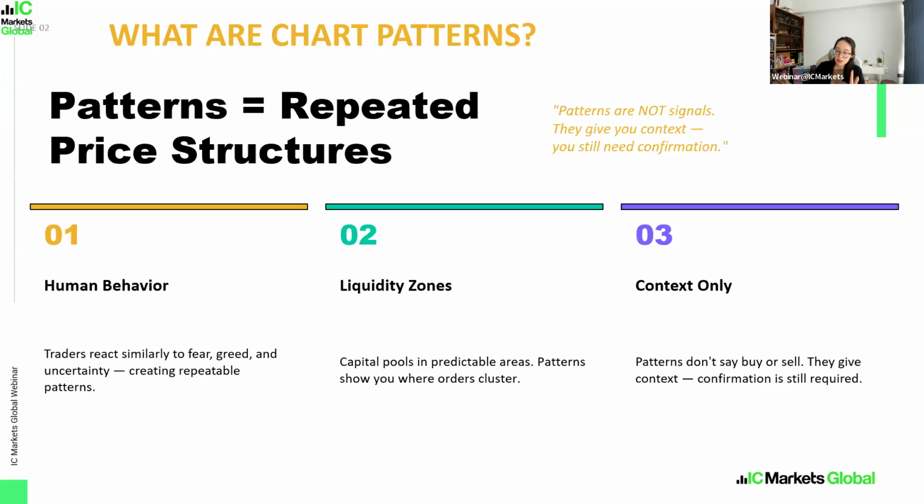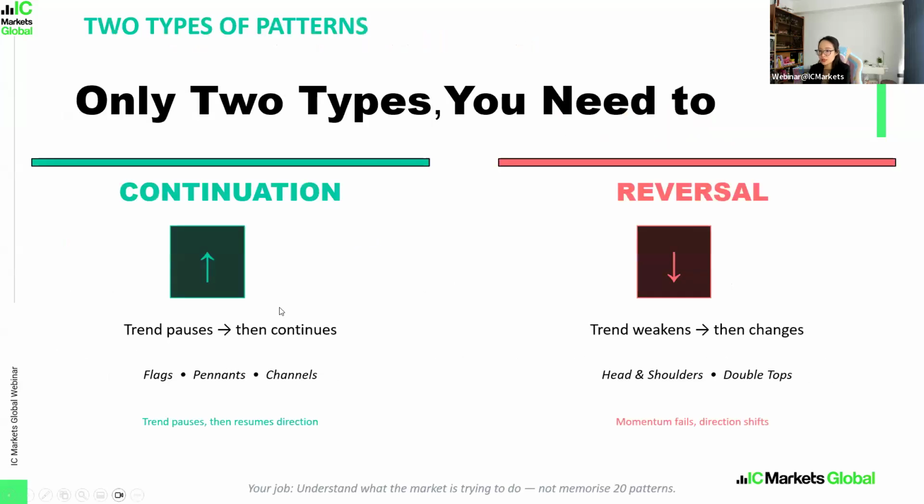One thing the chart pattern shows you is human behavior. Traders react similarly to fear, greed, and uncertainty, creating repeatable patterns. Liquidity zones are capital pools in predictable areas. Patterns show you where the orders cluster. They give context only; patterns don't say buy or sell. Confirmation is still required. Whatever strategy you learn, always remember that you need to wait for the confirmation. I'm going to explain that later.